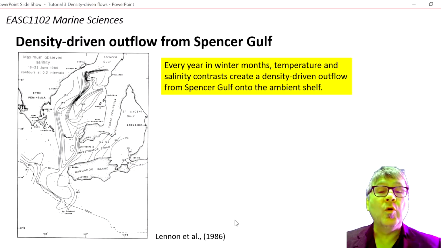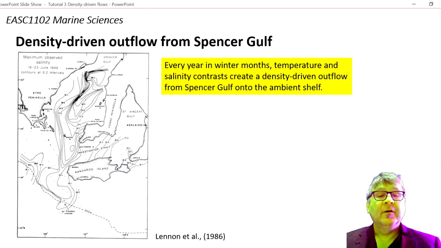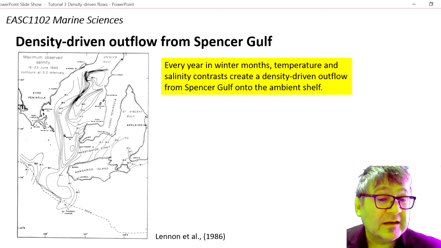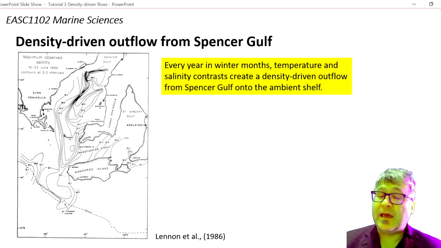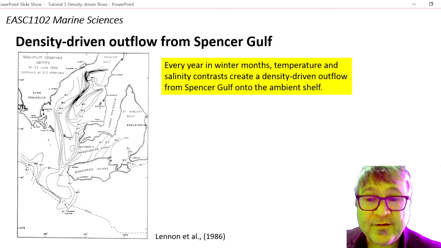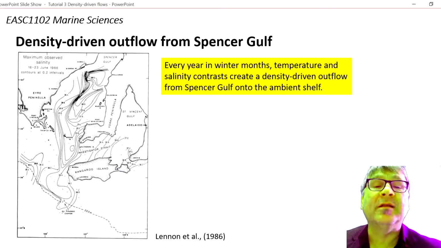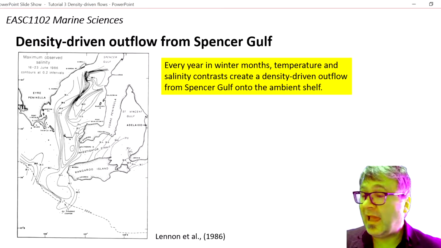So now another note is a very regional example, a popular example of density-driven flows: the outflow from Spencer Gulf. Every year during the winter month, the density differences create a density-driven outflow from Spencer Gulf onto the ambient shelf. And this is one of the early observations which documented this outflow. Okay, this is from June 1986.